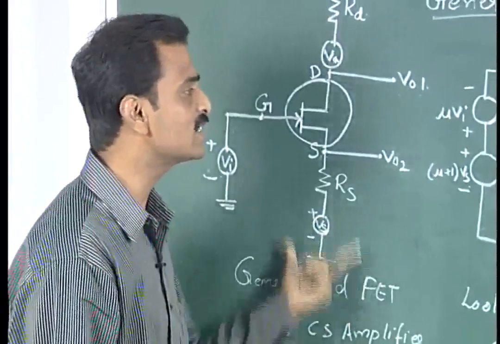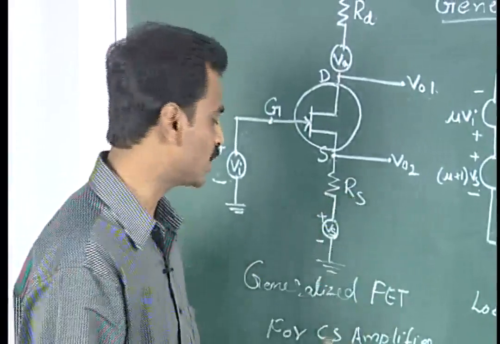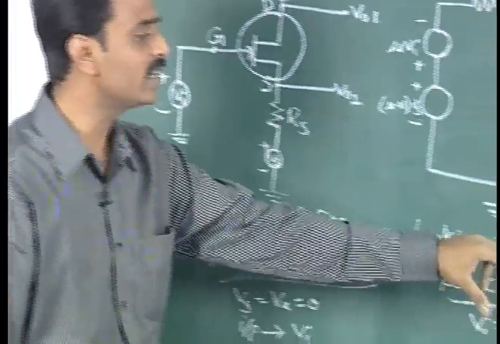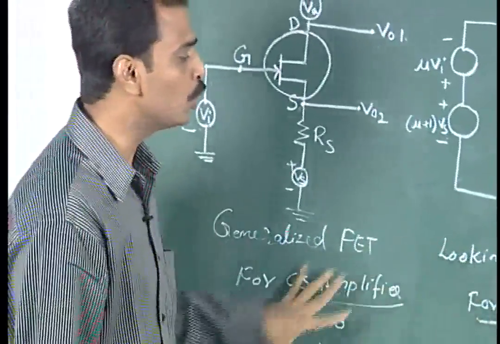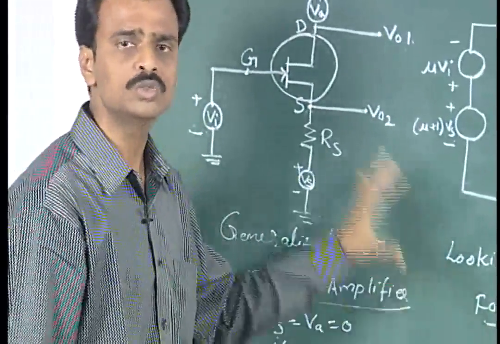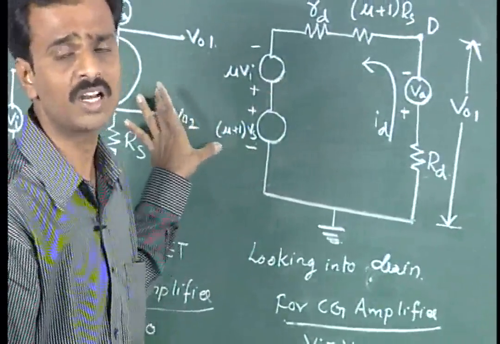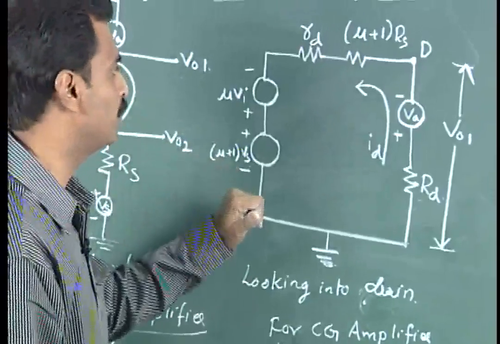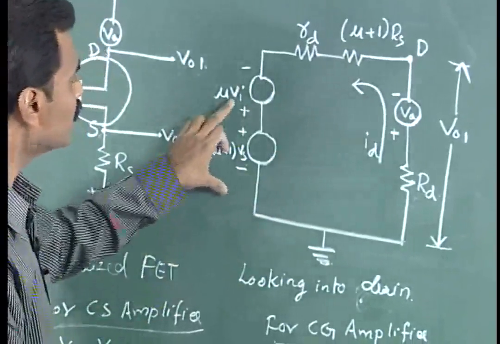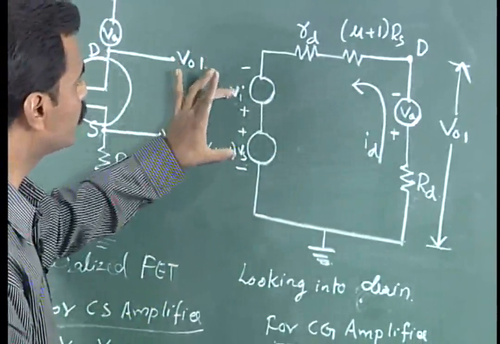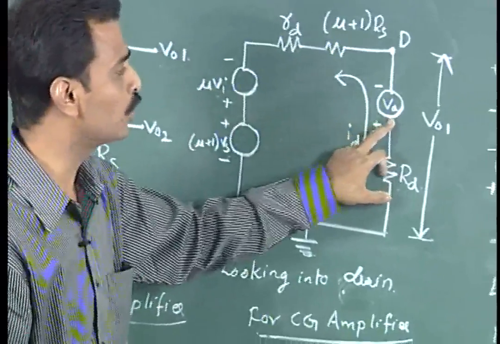We can analyze this in three different ways, as the common source, common gate and common drain amplifiers. To simplify this, we have to once again draw the equivalent circuit for the respective generalized field effect transistor amplifier, where there will be two input voltages and one output voltage source over here.